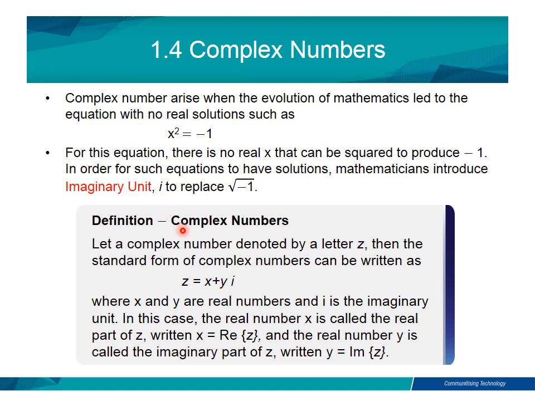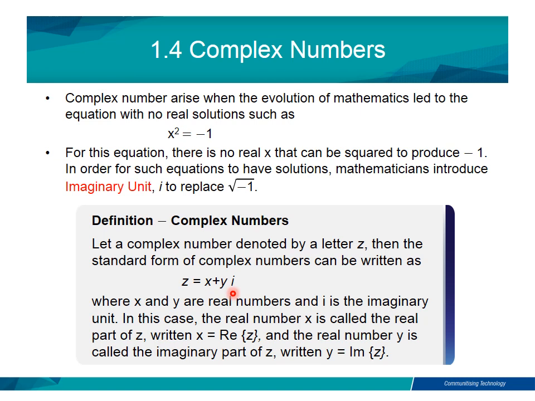So the definition of complex numbers. Let a complex number be denoted by the letter Z, then the standard form of a complex number can be written as Z equals x plus yi, where x and y are real numbers and i is the imaginary unit.